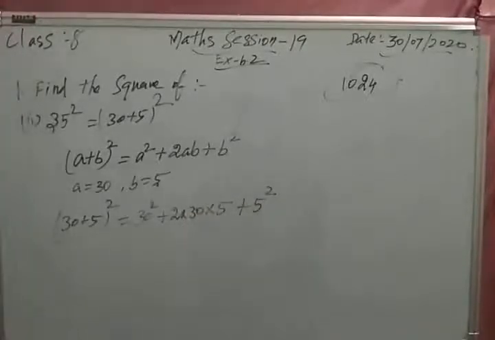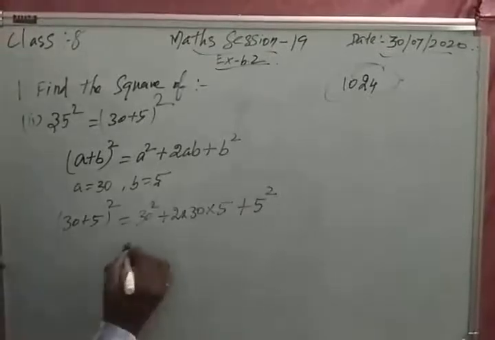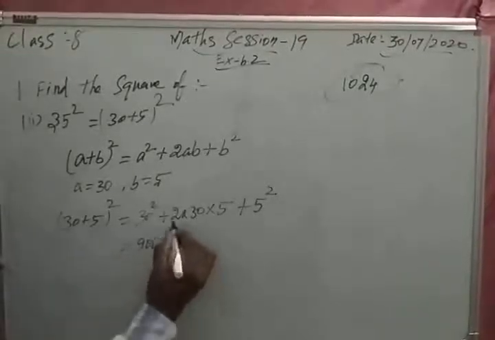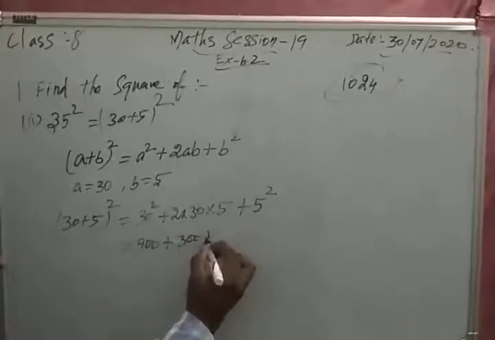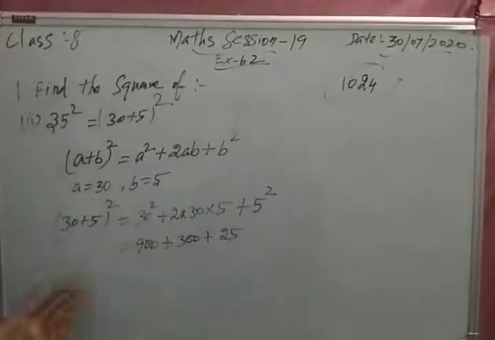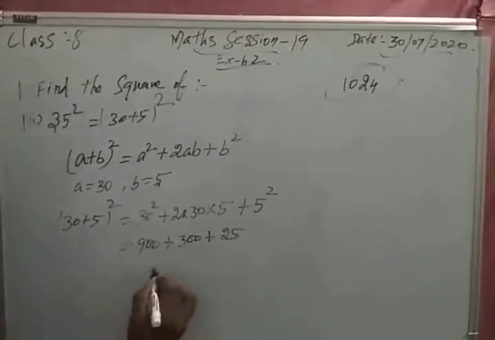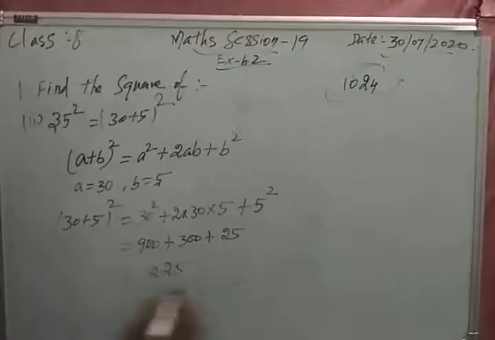Now what can we do? 30 square is equal to, as we already know, 900, plus 5 2s are 10, 10 into 30 is 300, plus 5 square is 25. If you add these values, what will come? 1200 plus 25, 1225.